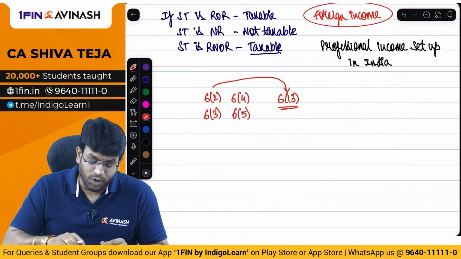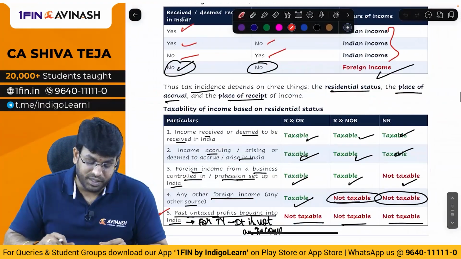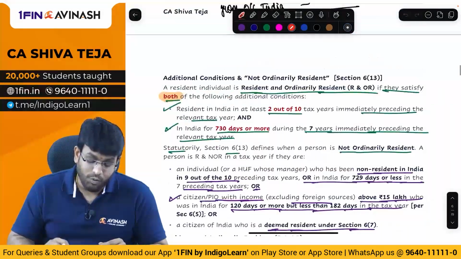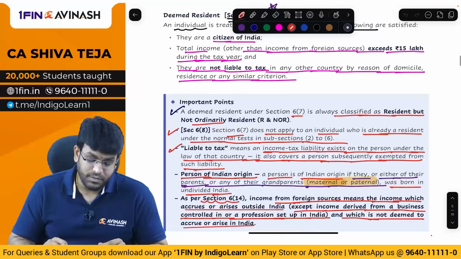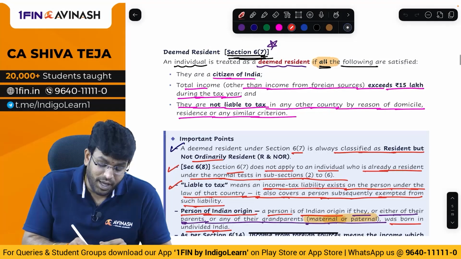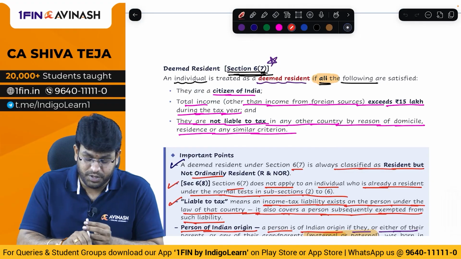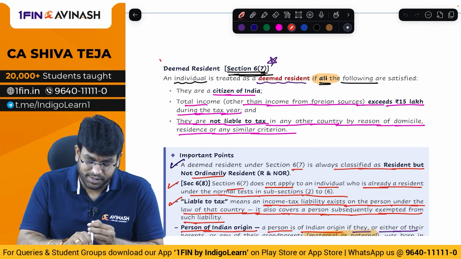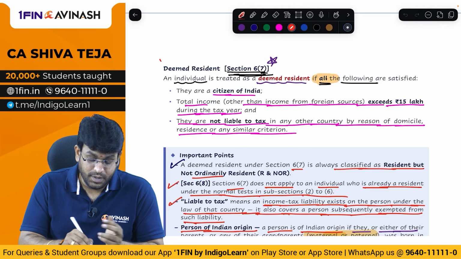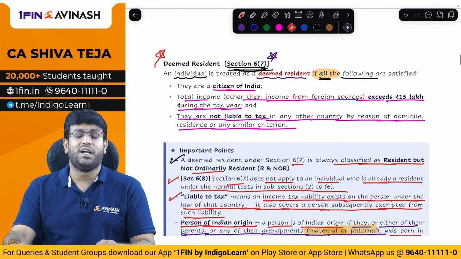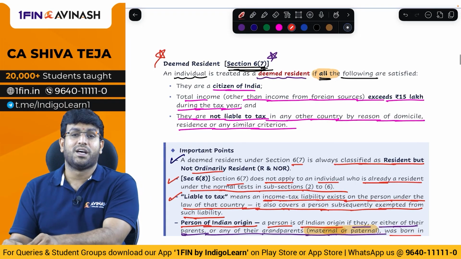Apart from this, we have also discussed the special concept of deemed resident. I hope you guys remember that concept of deemed resident. Who is deemed resident, my dear friends? He is not a resident, but he is deemed to be a resident in India. A very important concept dealt by section 6.7. And when do we treat a person as deemed resident? A person is treated as a deemed resident only when the following conditions are satisfied.